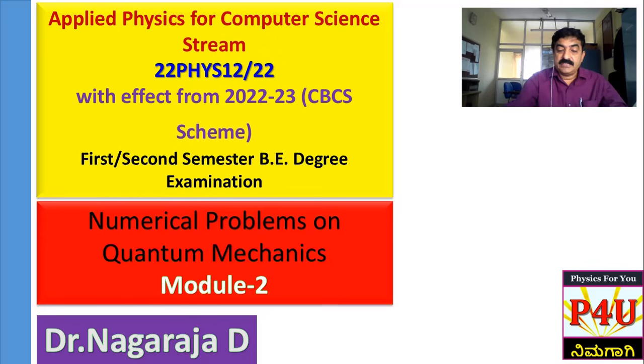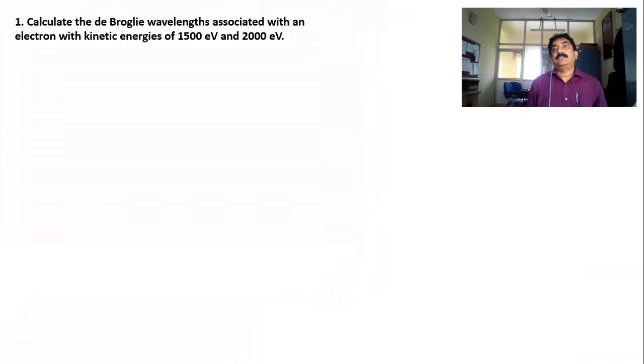Well, dear students, let us proceed with the first numerical problem. The problem goes like this. Calculate the de Broglie wavelength associated with an electron with kinetic energies of 1500 electron volt and 2000 electron volt. So here we have to find out kinetic energy associated with the electron. So you should know the mass of the electron. But you need not remember the mass of the electron. It will be given in the question paper.